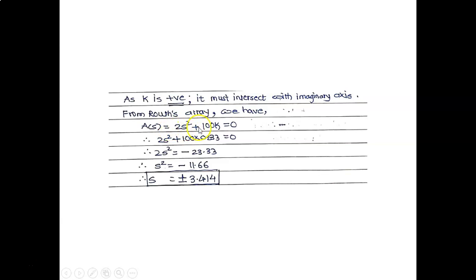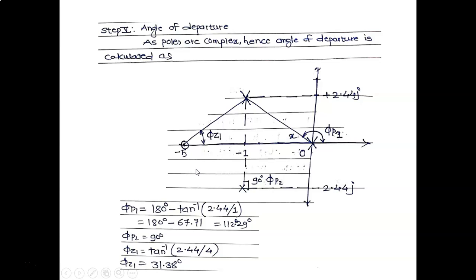From Routh's array we have the auxiliary equation 2s square plus 100k is equal to 0. Therefore 2s square plus 100 into 0.233 is equal to 0. Therefore 2s square is equal to minus 23.33. Therefore s square is equal to minus 11.66. Therefore s is equal to plus minus 3.414j. Here j has not been written. Therefore this is the intersection with imaginary axis, plus 3.414j and minus 3.414j.